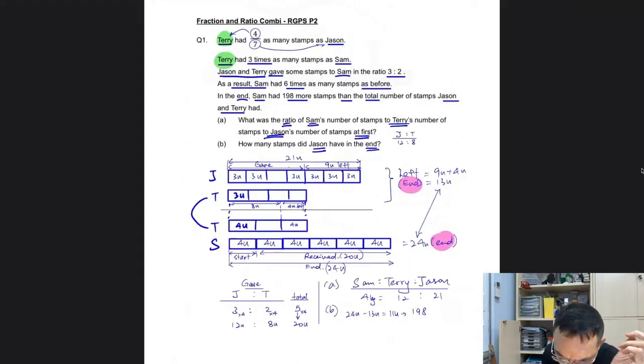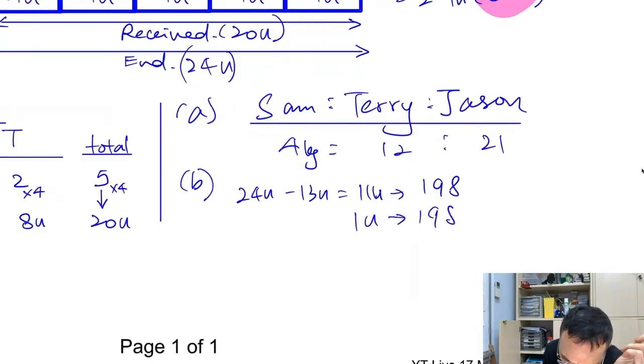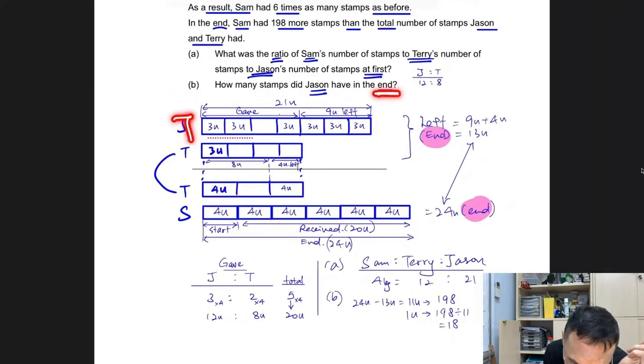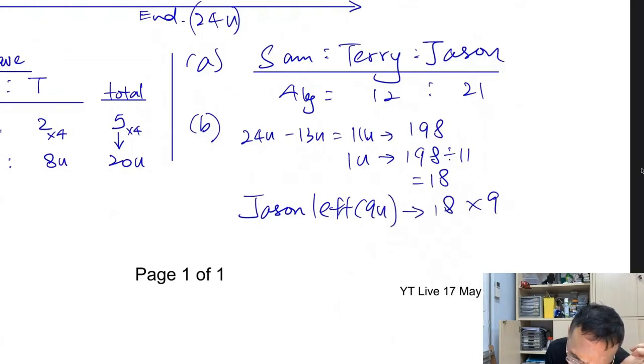Very good. Now, this 198 is 11 units, which means that 1 unit is 18, and we are finding Jason left, and Jason left is this one over here, and that is 9 units. So we're going to find 9 units. Jason left, and we take 18 times 9, which many of you gave me the correct answer being 162.